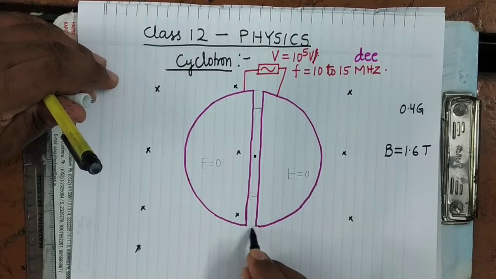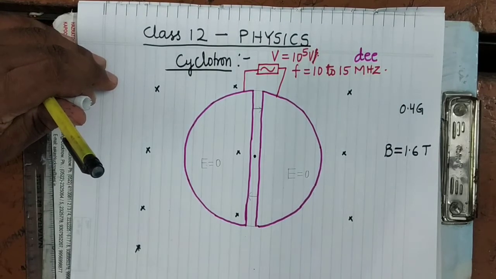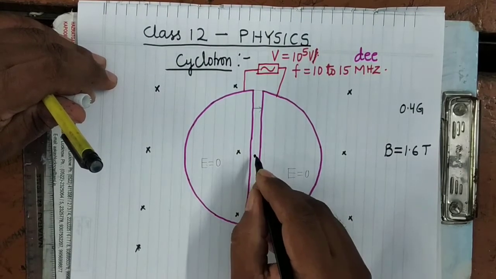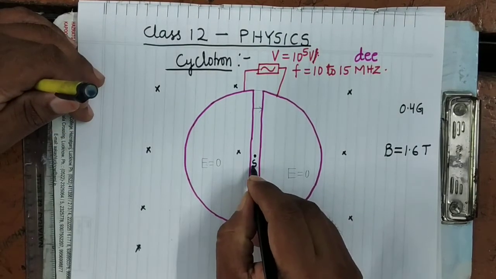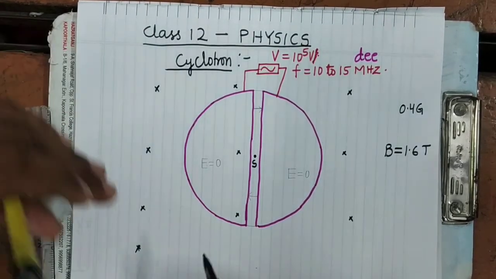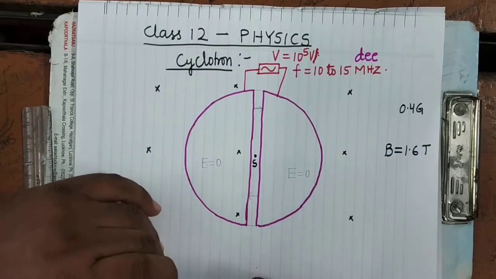This is a very small gap. I have shown a very large gap. This is the positively charged ion source, which is represented here by the symbol S. It's clear. So what is cyclotron?